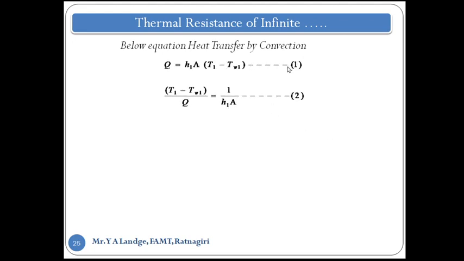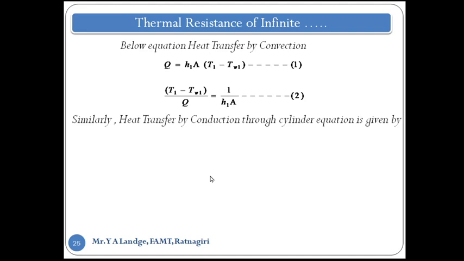So just rearrange equation number 1 in terms of the temperature and Q. We write (T1 minus Tw1) upon Q is equal to 1 upon h1. What is 1 upon h1? It is a resistance. So let's consider this as the resistance of convection, and we represent it as R convection 1.